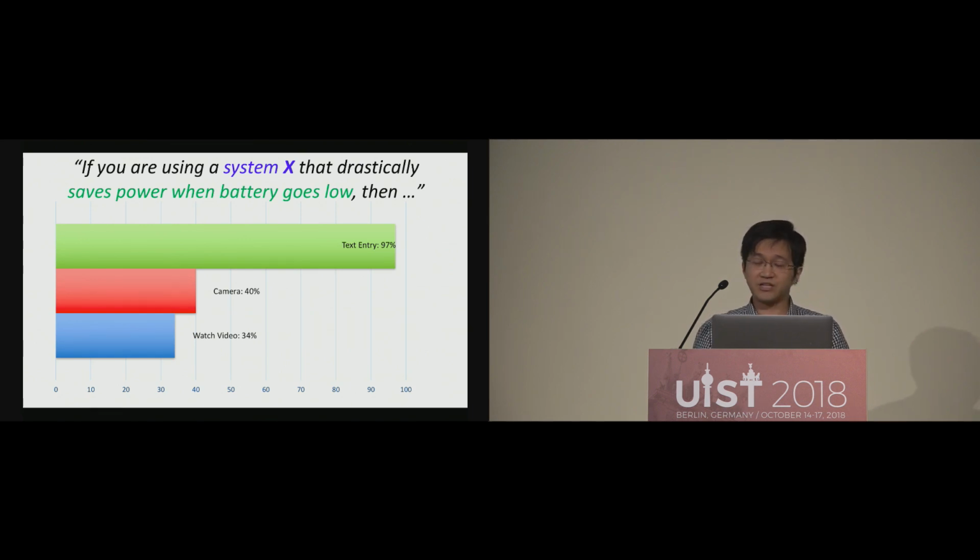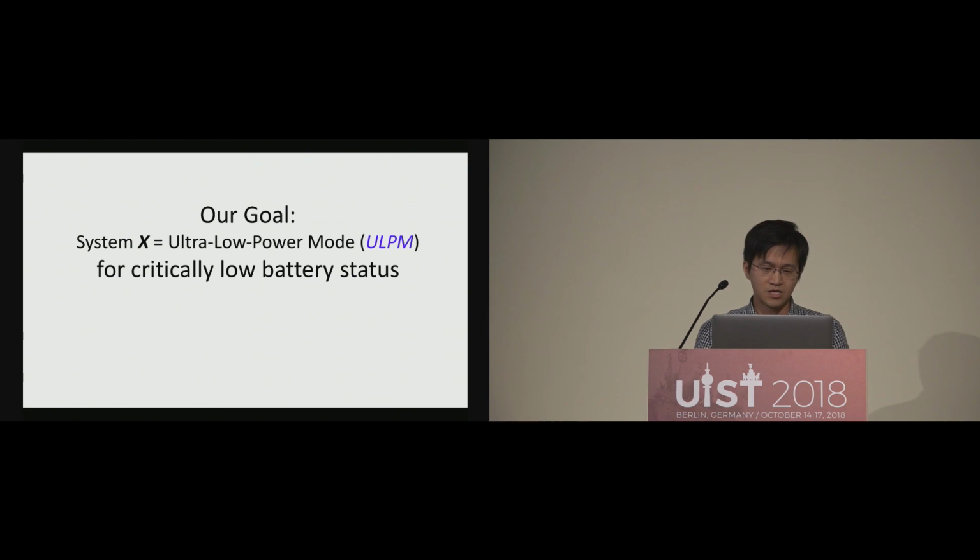So in this paper, we are mainly going to focus on those three use cases, to extend the time of running these three use cases. Therefore, our goal is System X, which we call Ultra Low Power Mode. It's short for ULPM. It is designed for critically low battery status.